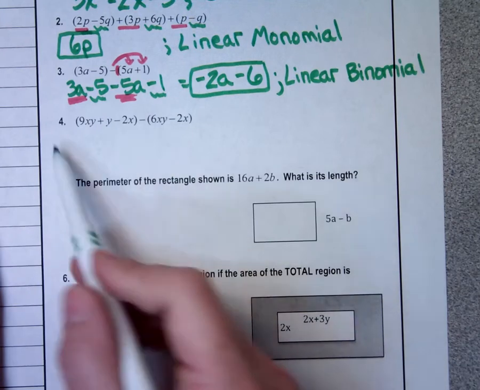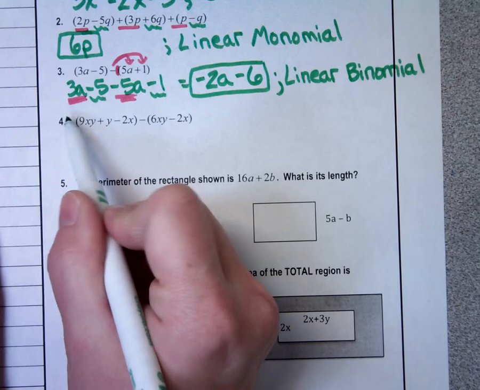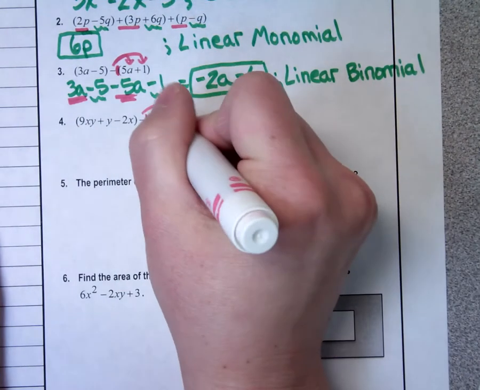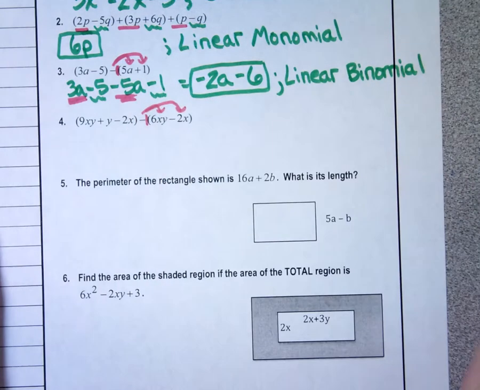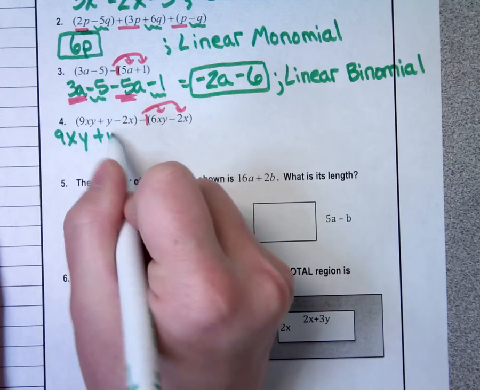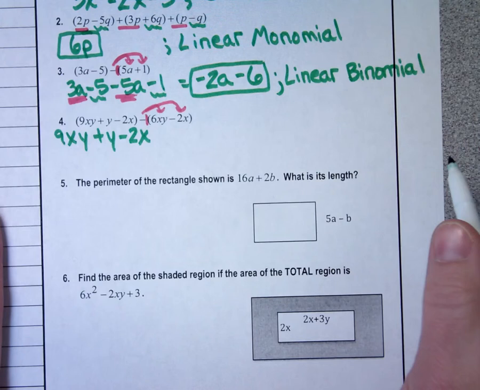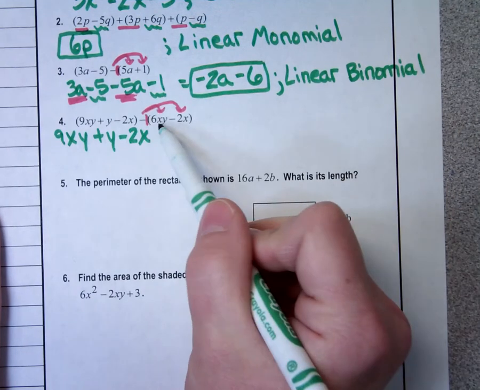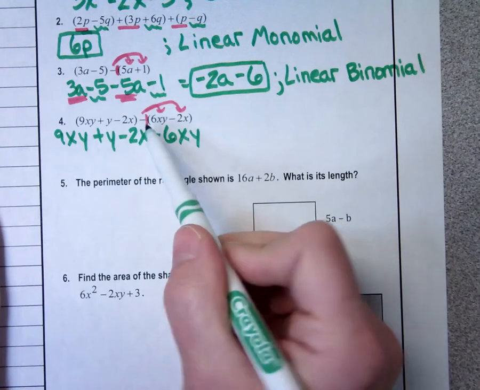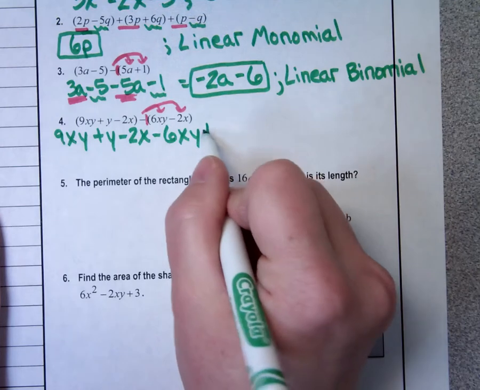All right, number 4. I've got parentheses, so let's see if there's anything to distribute. Anything out here to distribute? No. Anything right here to distribute? You betcha. So let's go ahead and distribute that negative 1. I'm going to recopy everything in the first set of parentheses. I don't need those parentheses anymore. They were never necessary. Now let's distribute. What's negative 1 times 6xy? A negative 6xy. And what's a negative 1 times a negative 2x? Positive 2x.